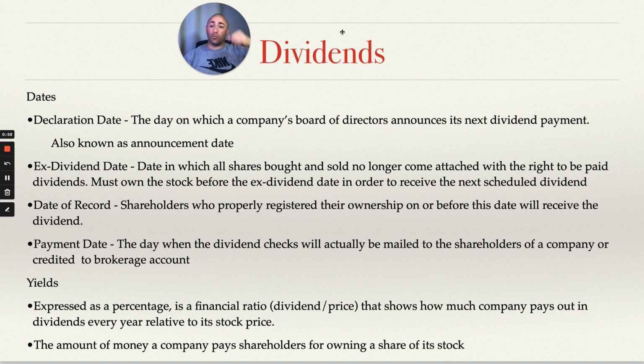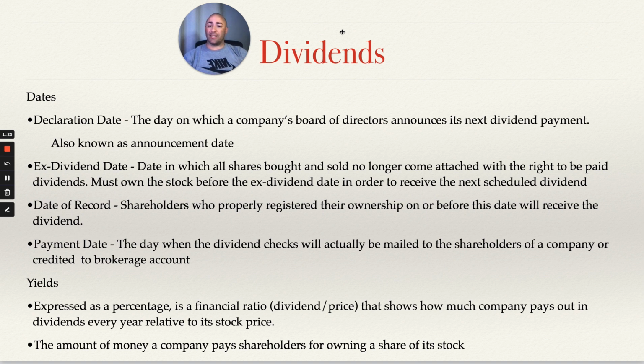The first one is going to be your declaration date. A declaration date is the date on which the company's board of directors announces its next dividend payment date as well as the amount. It's also known as their announcement date. So they announce at this time in the quarter, we're going to pay X amount of money by this specific date, right? And they also announce the other dates that are involved.